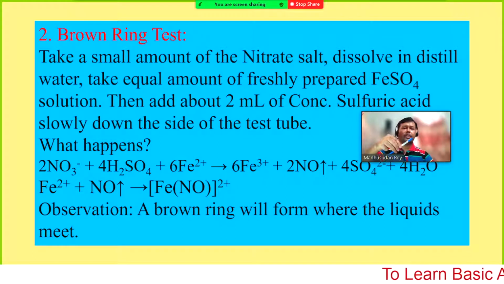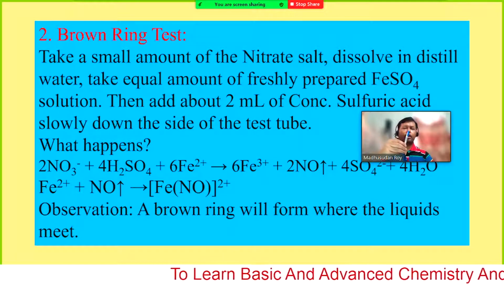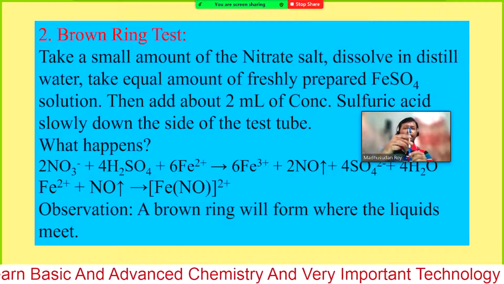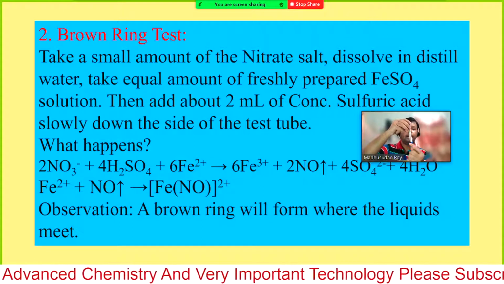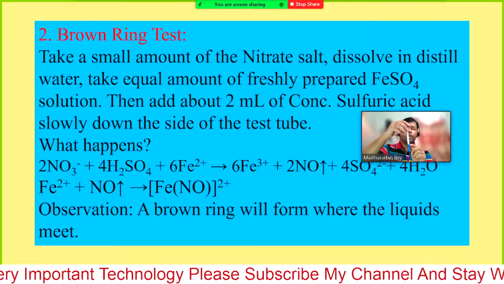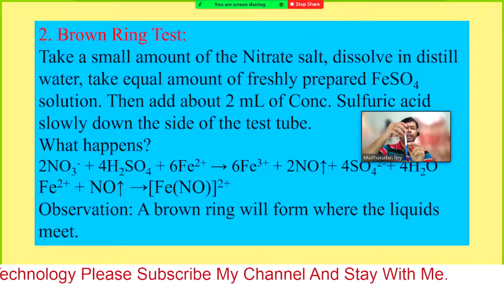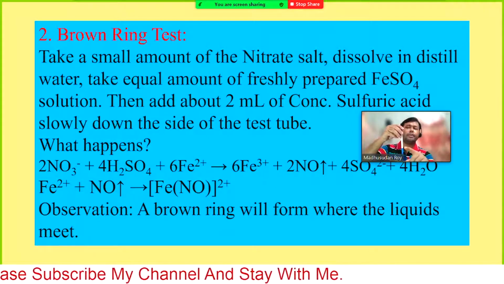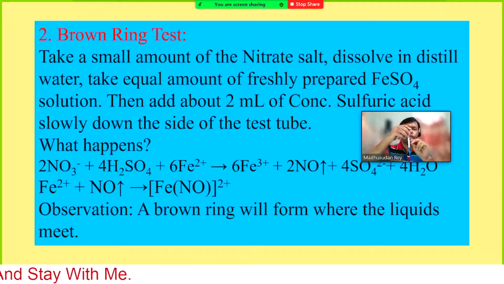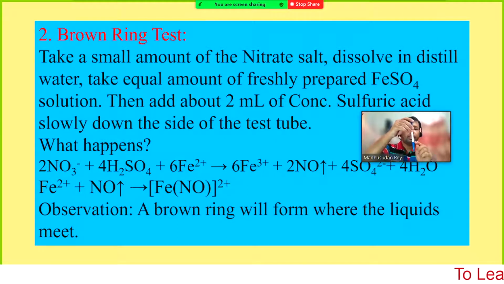When your addition is over, just slowly straighten the test tube, and then you will observe a ring in between the layers, the upper layer and the bottom layer. The bottom layer will have the sulfuric acid, and the upper layer will have the iron sulfate and the nitrate salt solution. That will be in the upper portion, and sulfuric acid will be at the bottom. So here you can see, you will observe some ring in between the layers.